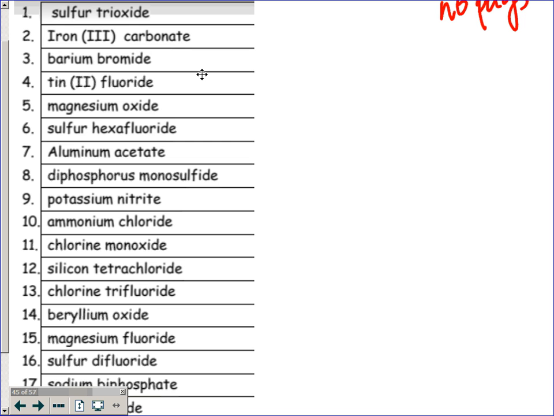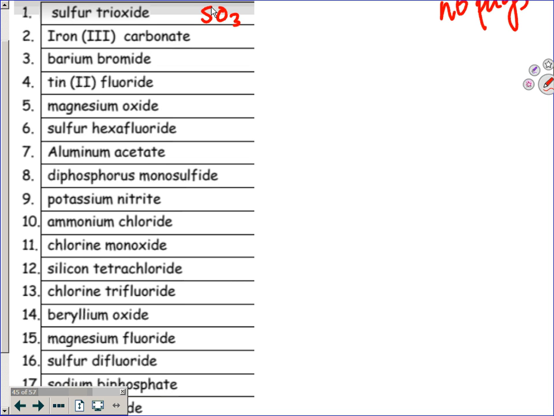Alright, and come back to me. And I'm just going to ask for names, so here we go, right? Will, first one, formula. SO3, so that was ionic or covalent? Covalent, because you saw the sulfur and the oxygen together, good.